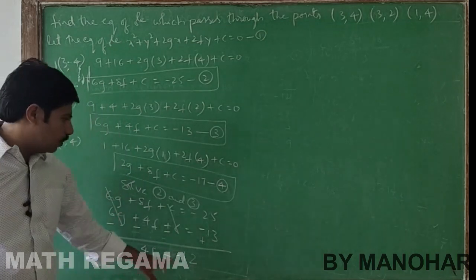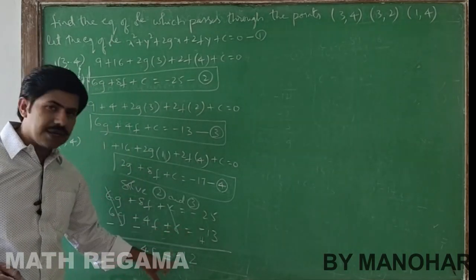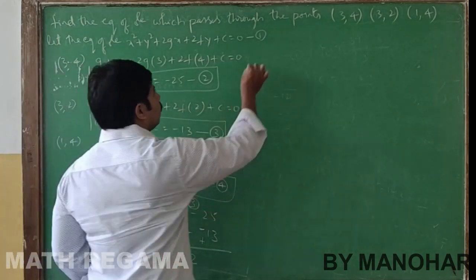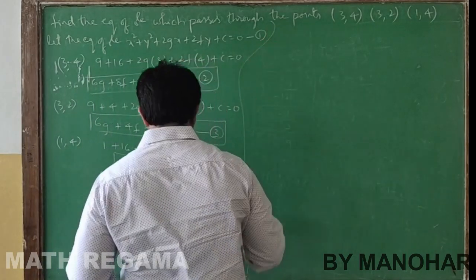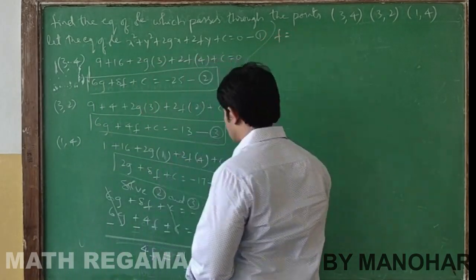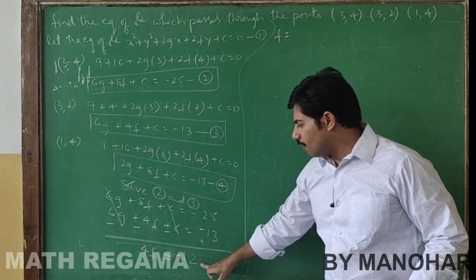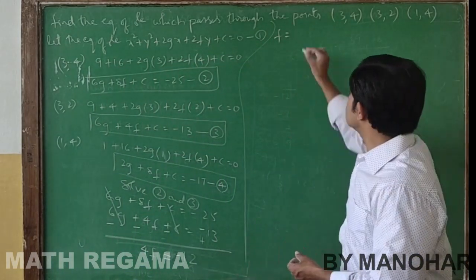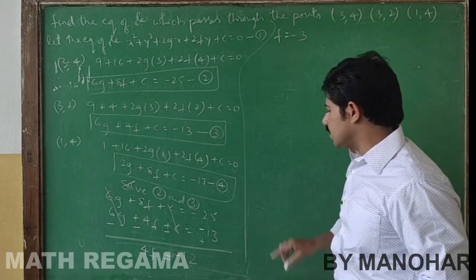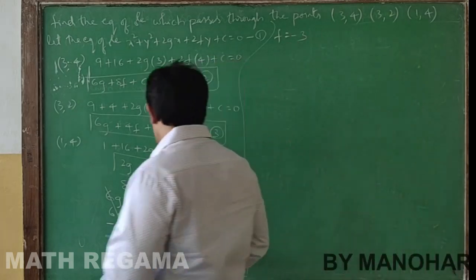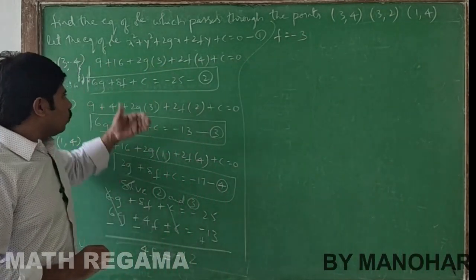4f is equal to minus 12. Minus 25 plus 13 is minus 12. So now we can get the value of f. So f is equal to minus 12 by 4. Minus 12 by 4 is minus 3. So we got the f value. Now we solved 2 and 3.